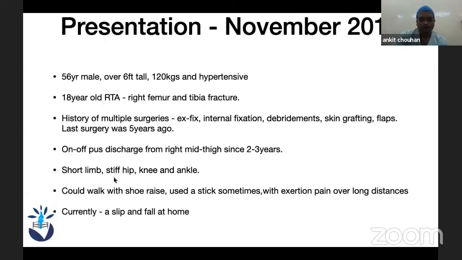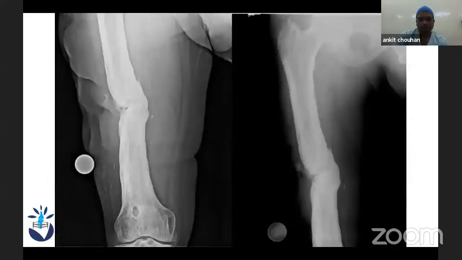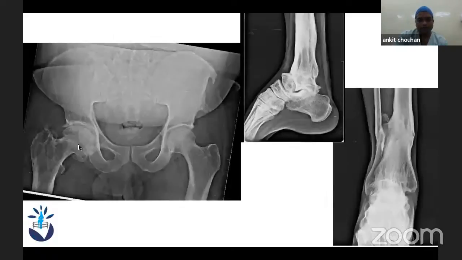He had a short limb, and a stiff hip, knee and ankle. He had exertional pain over the hip joint or the whole limb when he walked a long distance. Presently, the patient presented with a history of slip and fall at home. This was the first X-ray, showing a pathological fracture of the femur, obliterated canal, and sclerosed ends. The other X-ray showed an arthritic hip joint on the same side, a united distal tibia fracture, and a fused tibiotalar joint.